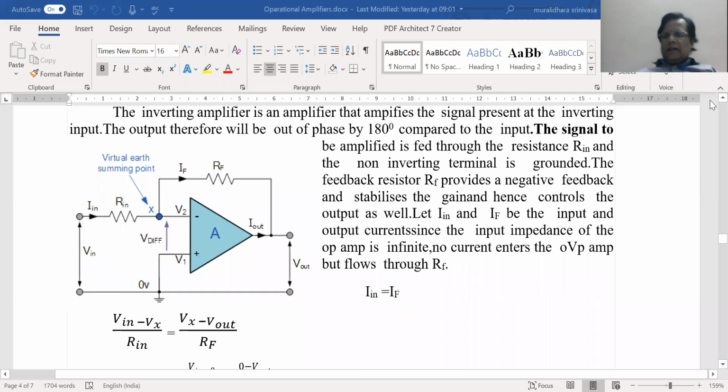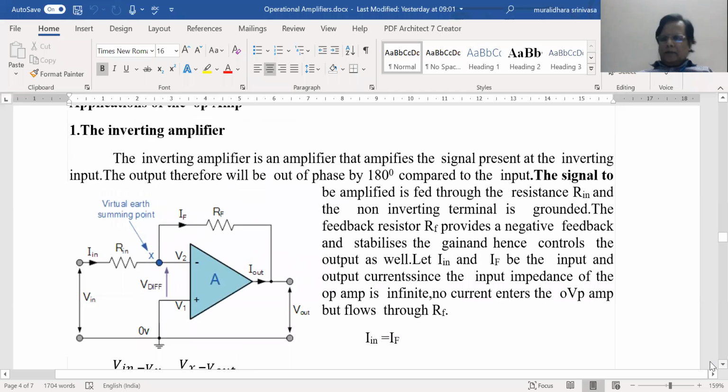As you can recall, we have so far discussed some of the fundamental features of the op-amp. When we said what is an op-amp, what are its characteristics, ideal as well as practical, what is the circuit diagram, the insides of the op-amp in terms of the building blocks, and also we discussed the concept of virtual ground.